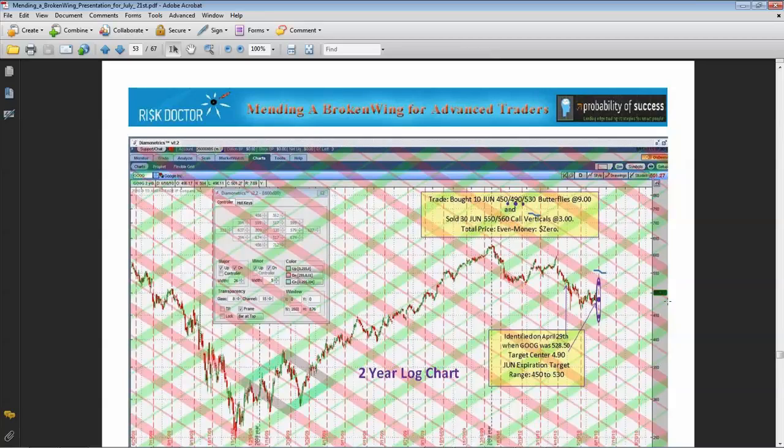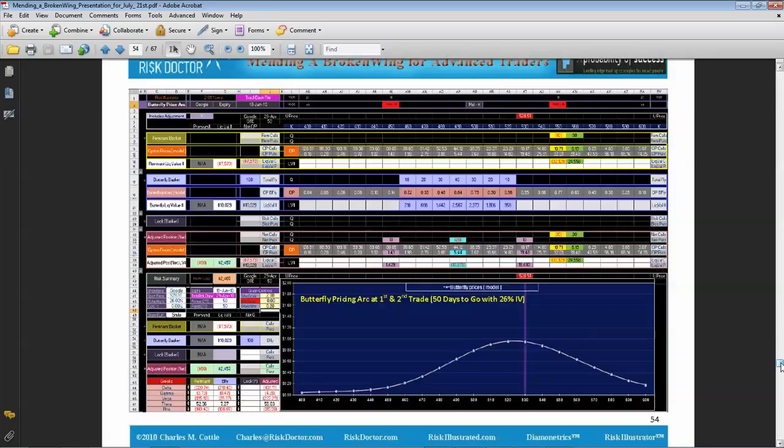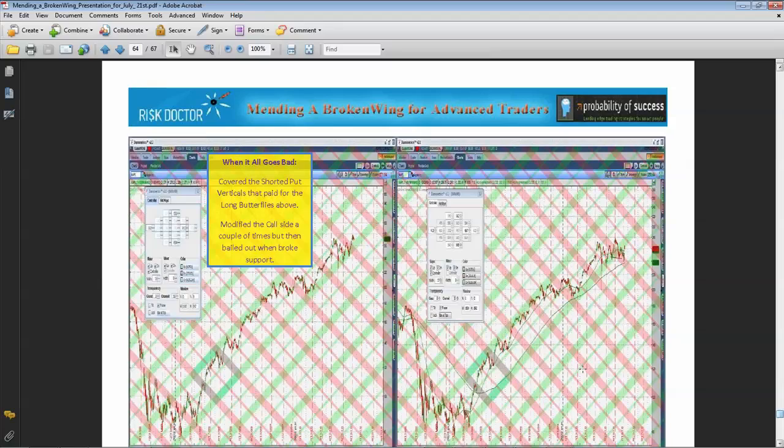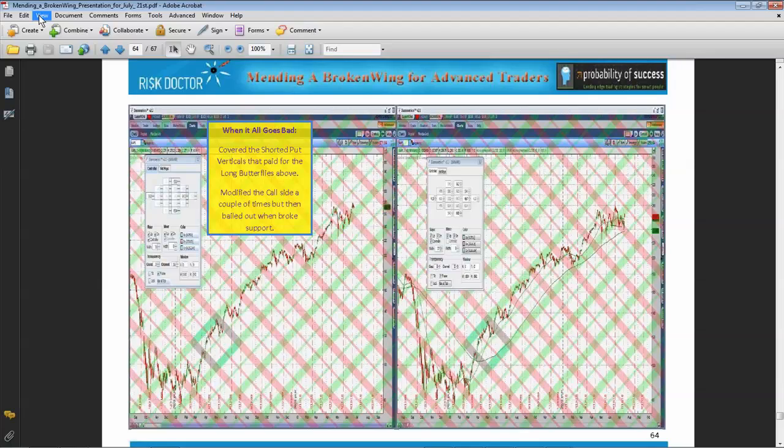That's for sissies. All right, now there's all our butterfly arcs, and what's this? Okay, this is when it all goes bad. The next week, we're feeling pretty good, or I was feeling pretty good about that. I just pulled up a diametric grid of Apple. I love Apple.